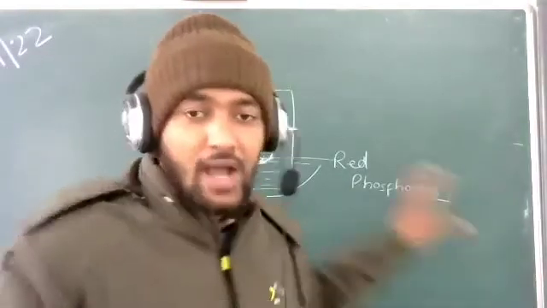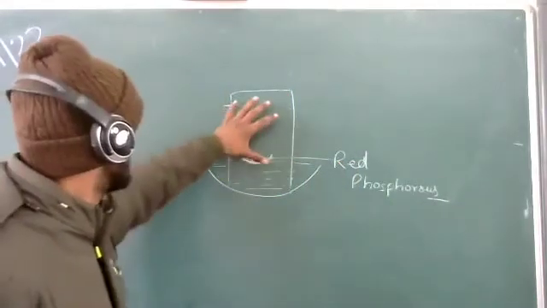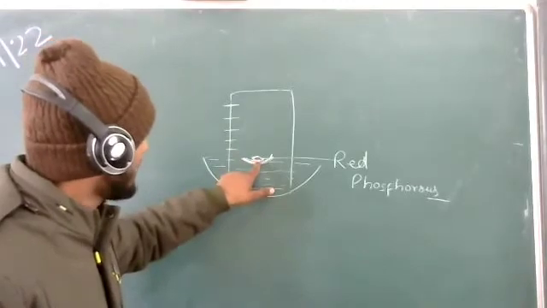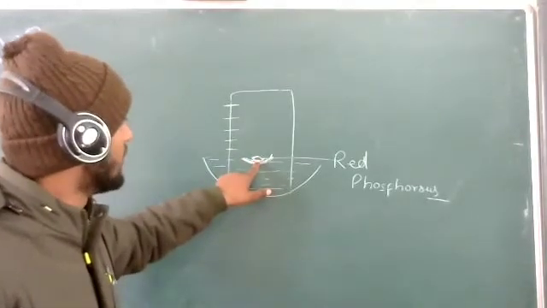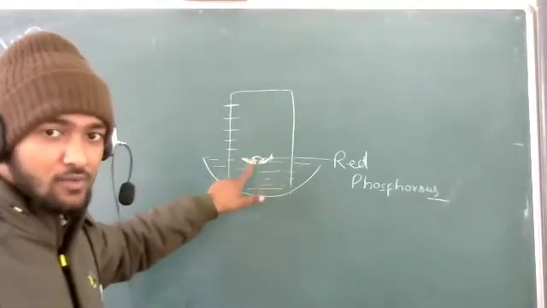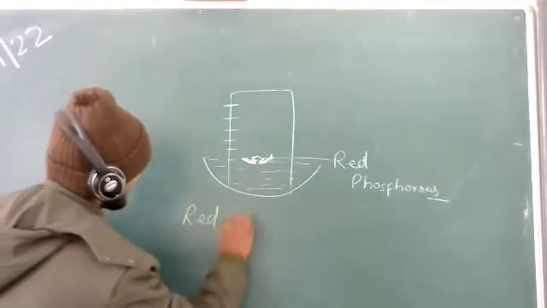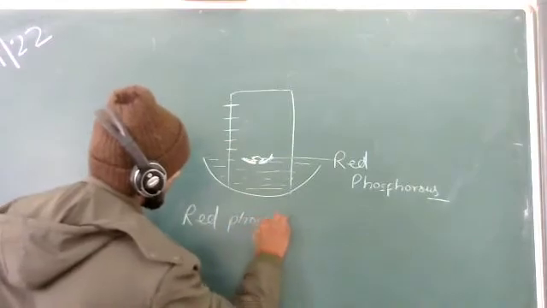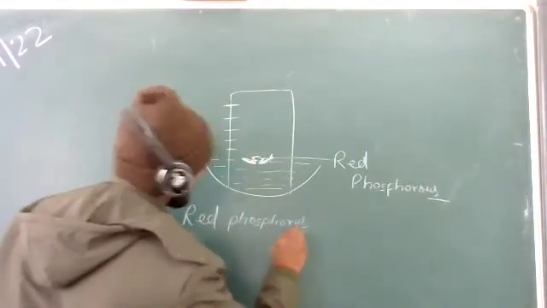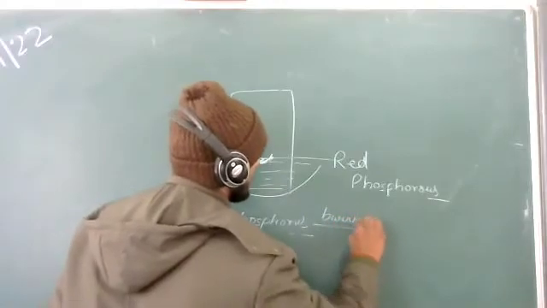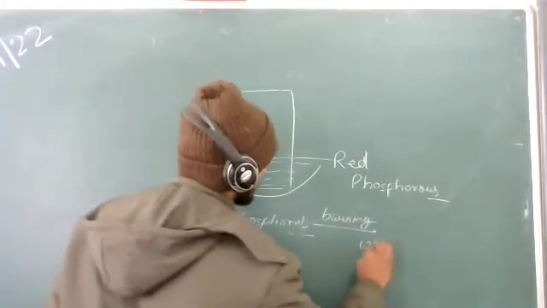Then we have to remove this glass jar, and we have to light or burn the red phosphorus, very carefully. Then when you burn the red phosphorus, what happens? Red phosphorus after burning changes into white fumes.